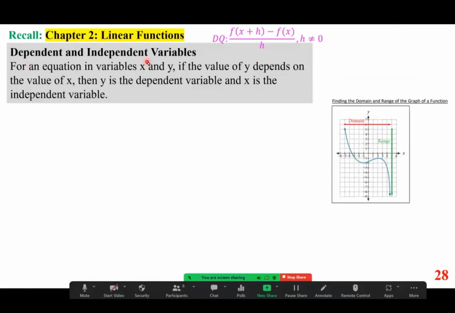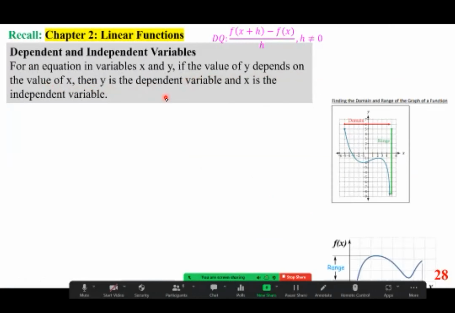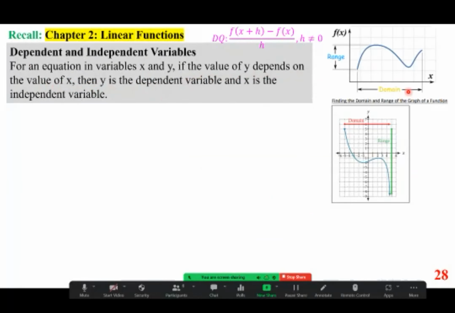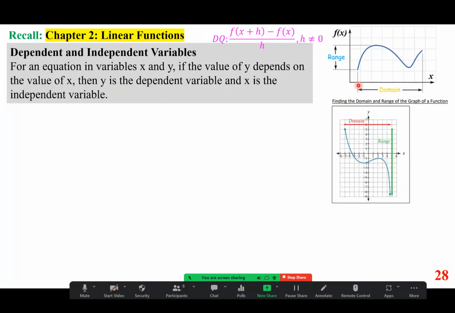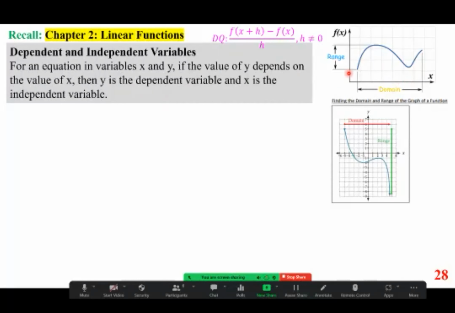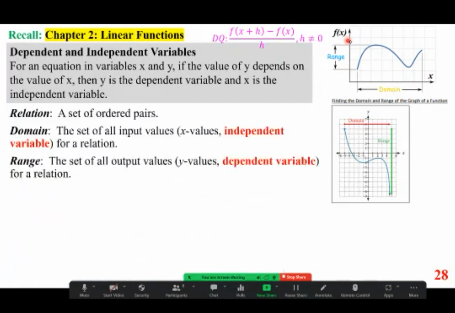Dependent and independent variables, or an equation in variables x and y. If the value of y depends on the value of x, then y is dependent and x is the independent variable. When we have a function like this, all possible values of x are considered the domain, and all values of y are considered the range.